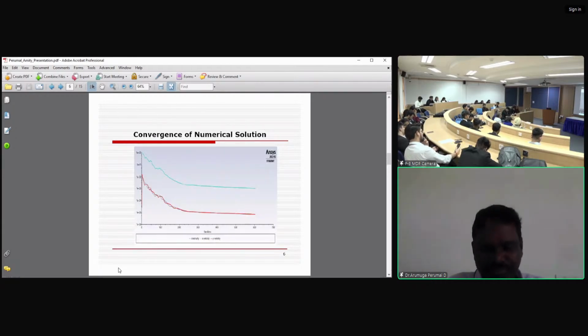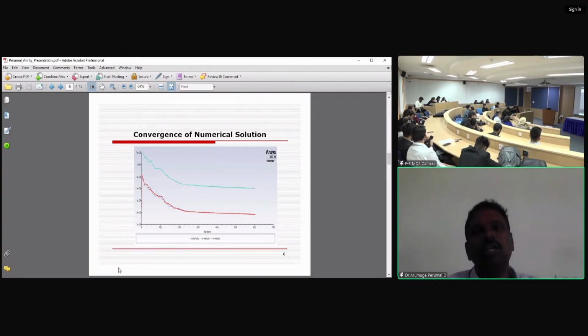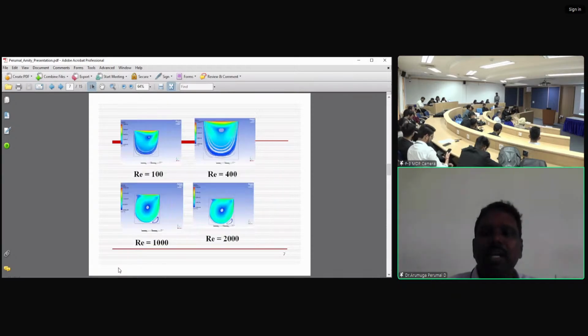Here you can see from our ANSYS software, we predict the convergence of our numerical solution. As the iteration increases, the solution moves towards convergence. As the iterations go on, we understand that the present iteration and previous results are almost matching. Then we stop the program, and we predict the fluid flow characteristics using ANSYS based simulation.